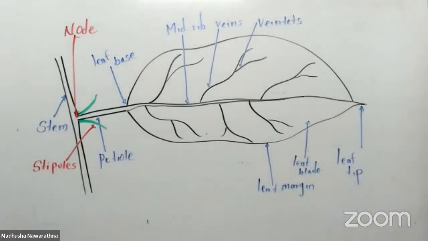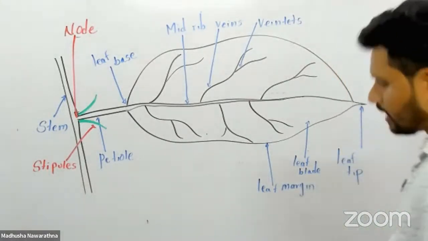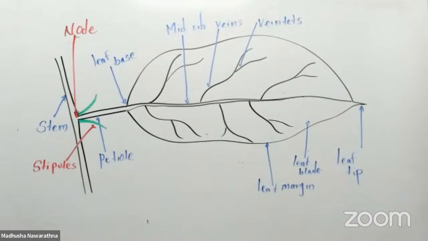Hurry up and draw the structure, name the structure, right? It's so easy now. You guys can identify the structure, the different structures, the different parts of this sort of leaf. Now you guys can identify those structures one by one.